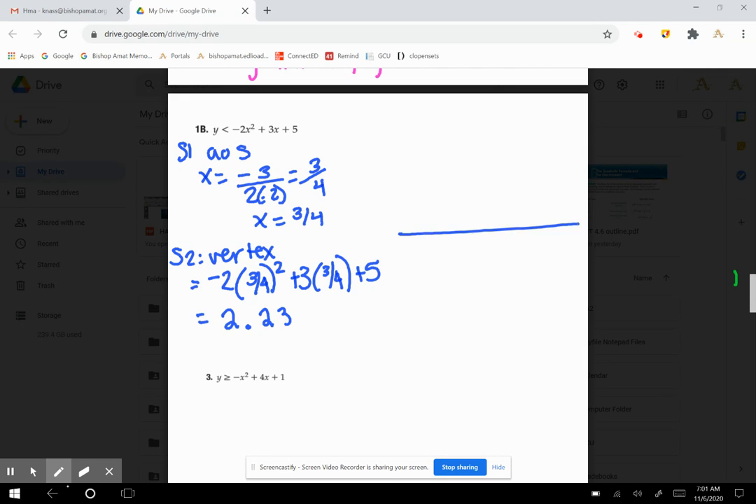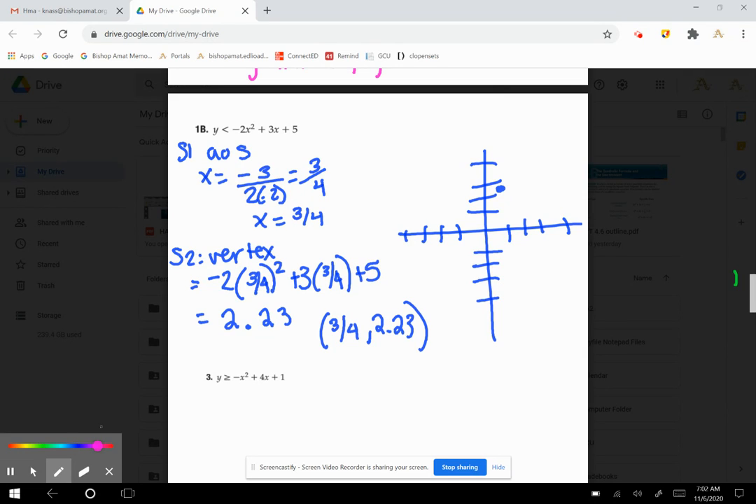So let's graph this. Sorry, our vertex is 3/4, comma, 2.23-ish. So 3/4 all the way up here, a little above 2. It's going to be in between 2 and 3. Remember, here is really important. Your a is equal to negative 2, so it should be going down.